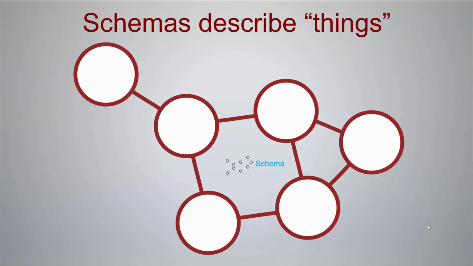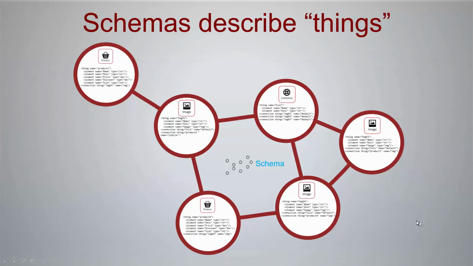Each node in the graph represents a thing, like a product, a person, an event, an image, just anything. And each thing is described by a schema. In this way, we can represent anything that can be described by a set of attributes like name, description, price, dimension, color, category, whatever.